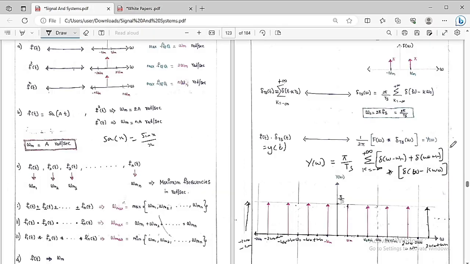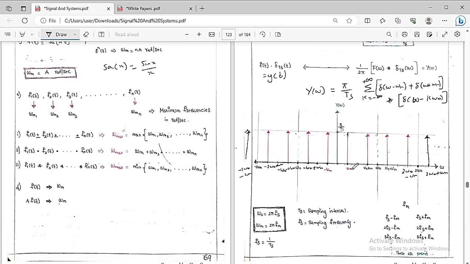As you can see clearly from this picture also, this is fm, this is fs plus fm, this is fs minus fm, this is 2fs plus fm, and this is 2fs minus fm, and so on. So these are the frequencies present in the signal. I have written it like this, but all these frequencies are going to be present in the signal y of t.